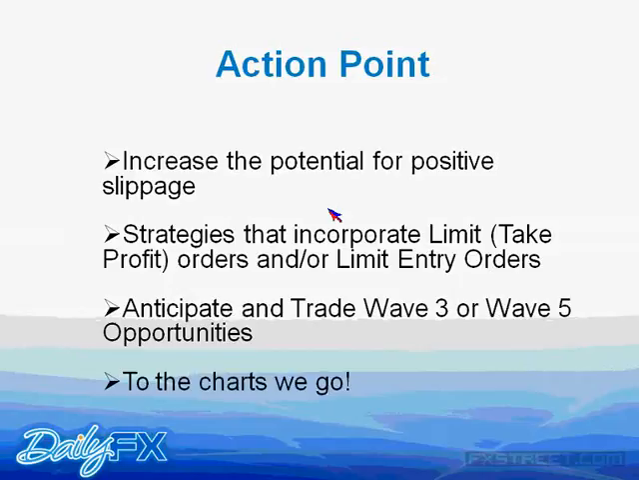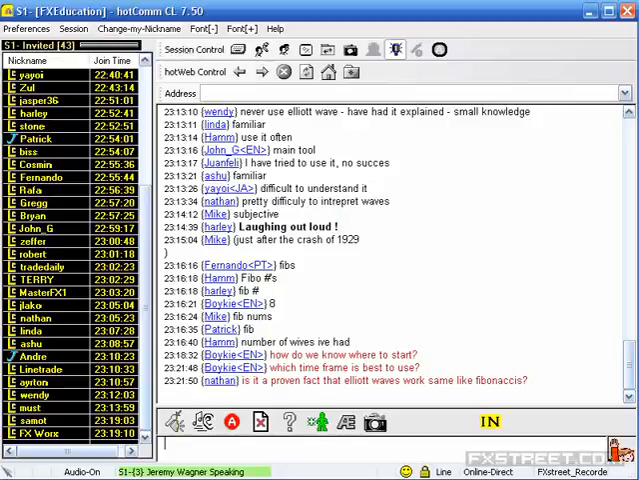So here are the action points. Here are the takeaways. And how does all this tie into the limit orders? We want to increase the potential for positive slippage. And so that means that we want to look for strategies that incorporate our limit or take profit orders or limit entry orders. And we can do that with Elliott Wave, by anticipating the wave 3 or the wave 5. So let's head out to the charts here.